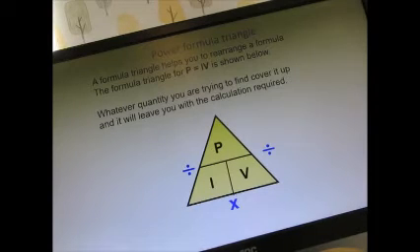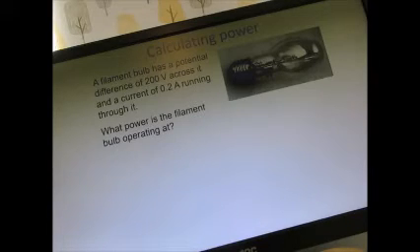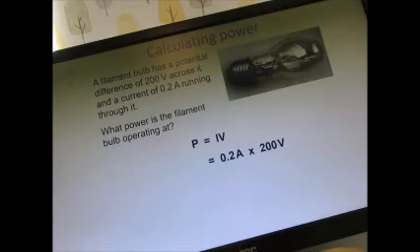Okay, so this works through an example for you. So like I said, if you're trying to find the current, you would cover it up, and that would give you power divided by voltage. Okay, so just as an example, you've got a filament bulb that has a potential difference of 200 volts, and you've got a current of 0.2 running through it. So you should underline the values that you know. We want to know the power. So power is going to be current multiplied by voltage. I'm going to do 0.2 amps multiplied by 200 volts, and that's going to give me 40 watts.